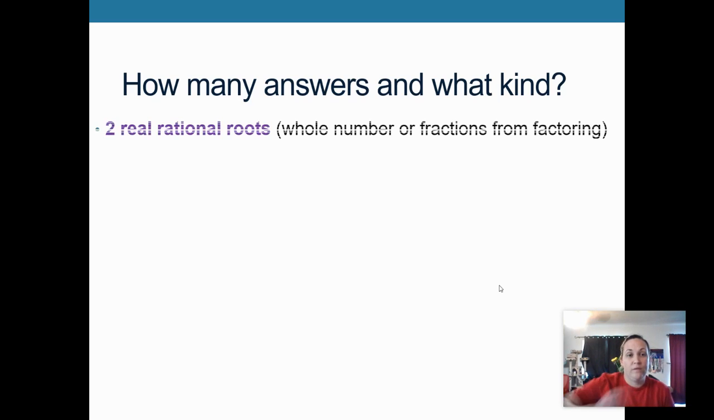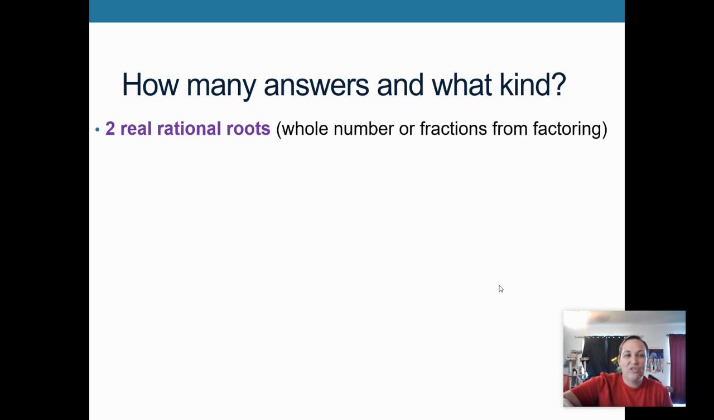So scenario number 1 is you will get 2 real rational roots. Real numbers, at this point in time in your life, everything is a real number. You will eventually learn about numbers that are not real in your Algebra 2 class, but that's a couple years down the road. So 2 real answers. Rational means that you will get nice, pretty answers for this one. So you'll get whole numbers like 3 or 4 or -10, or it's possible you can get a fraction like 1/2 or 3/4 or something like that, but they're really, really nice numbers.